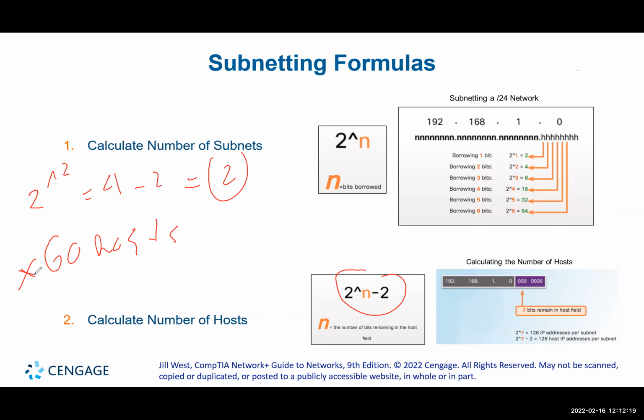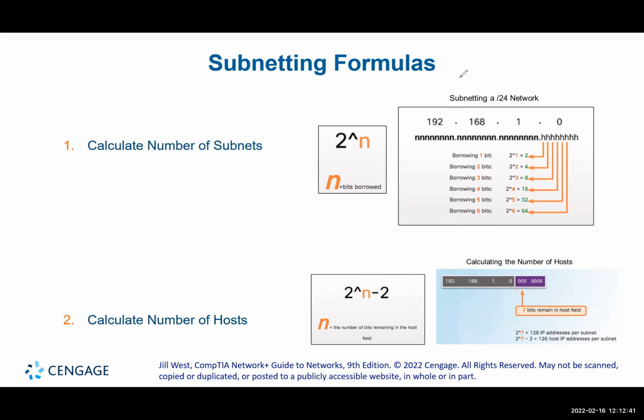6, right? Yeah, 6. You need 6. The reason is that you have 2 raised to the power of 6, you have 64, right? And you minus 2, you have 62 here, and 62 is able to support a network of 60 hosts. Does it make sense? Yeah, now it does. Okay, I get it.